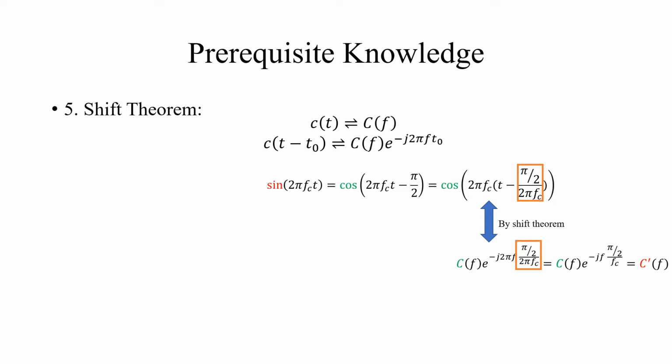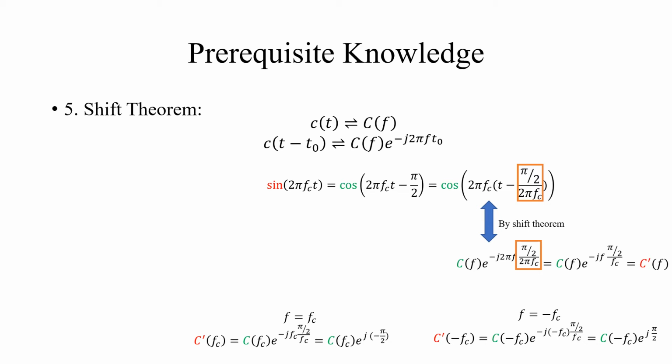Now, let's take a closer look at what this capital C prime of f means. If we let f be equal to f_c, then capital C prime of f_c will be equal to the original capital C of f_c times this negative 90 degrees phase term.